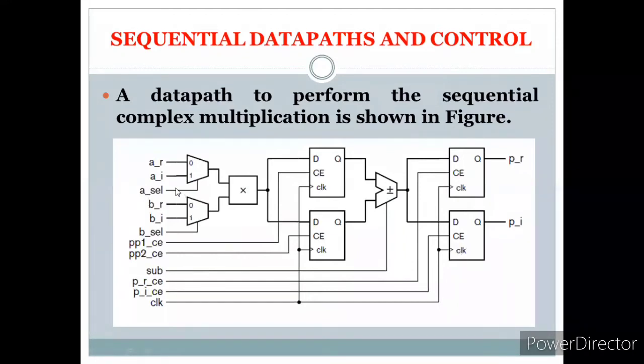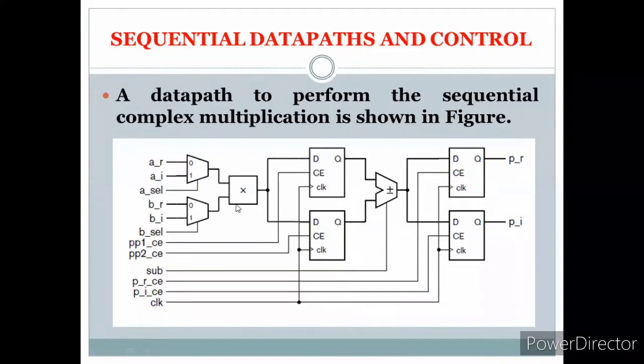And if you observe the control signals, there are A select and B select for the multiplexers, the clock for storing into the registers, and another signal for controlling the ALU operation, which selects subtract or add as required, and to transfer the data to the registers we have P_R_CE and P_I_CE, the chip enables, that is, product real part chip enable and product imaginary part chip enable. Okay, so this is the circuit.